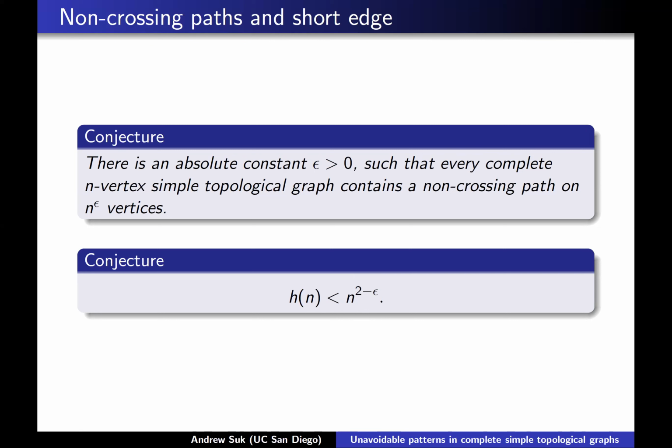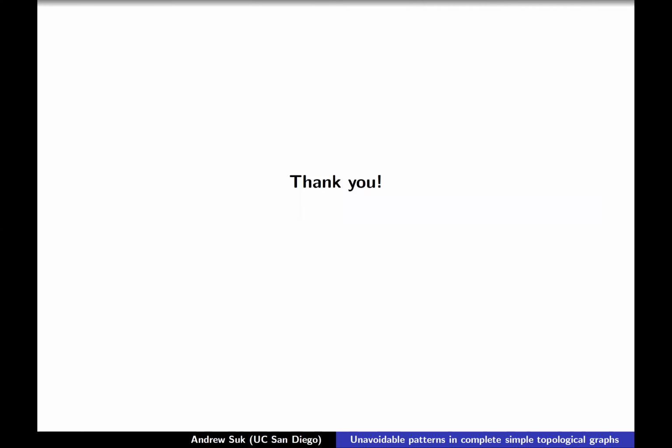It was motivated a lot by the fact that there's a nice connection between these topological graphs and set systems with bounded VC dimension. And in set systems with bounded VC dimension, you have a lot of short edge lemmas and a lot of polynomial size matchings and a lot of nice results that give you polynomial bounds. But unfortunately, we weren't able to translate that to these topological graphs. And so that's the end of my talk.